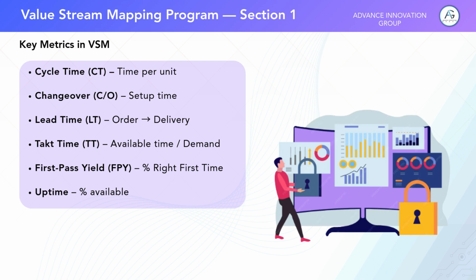Takt time TT, the pace at which products must be made to meet customer demand. First pass yield FPY, the percentage of products made right the first time without rework. Uptime, the percentage of time machines or systems are available and running. These metrics help visualize efficiency and identify improvement areas in the process.